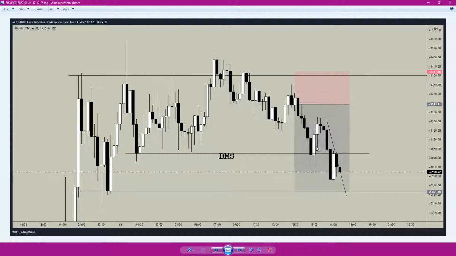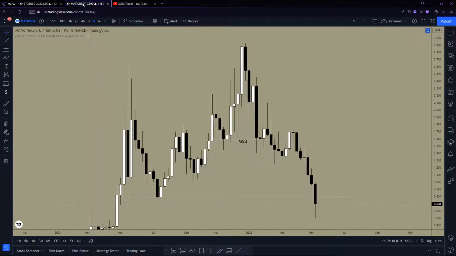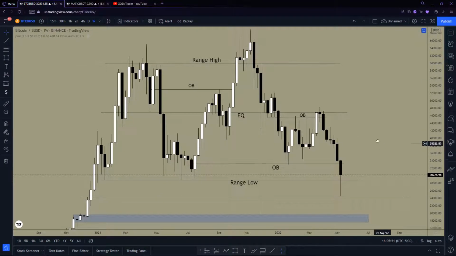So it breaks the market structure, goes up to fill up this inefficiency, and then moves down because we already have a vacant market structure. This was just a quick scalp. I'd ignore this. Now let's... I've already talked about this.